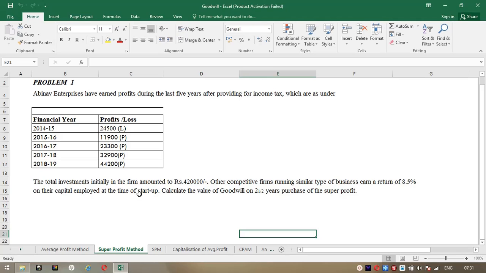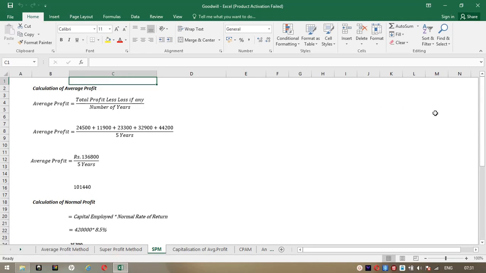So this is the problem, and we have to calculate the super profit. For this purpose, follow these steps. First of all, we have to calculate the average profit, then the normal profit, and then the super profit using the formula. In the previous lecture, we calculated the average profit. We know the formula of average profit, so implement that formula in this calculation. Average profit is equal to total profit less loss divided by number of years.